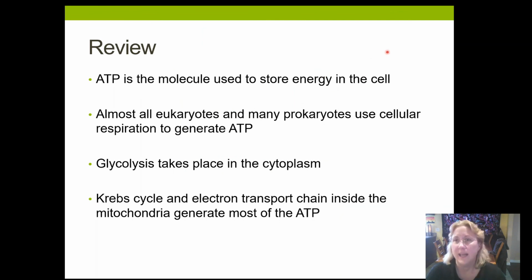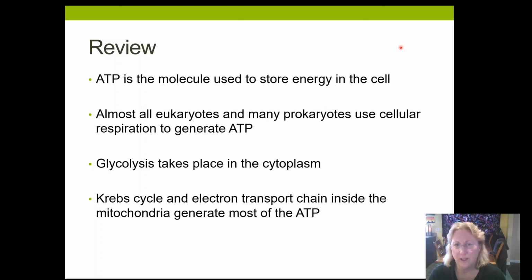Okay, so ATP is the molecule that's used to store energy in the cell. GTP is secondarily used. So ATP is used for muscle contraction and all sorts of synthesis reactions. GTP is used for protein synthesis and G proteins and a few other specific things. Almost all eukaryotes and many prokaryotes as well use this type of aerobic cellular respiration to make ATP.